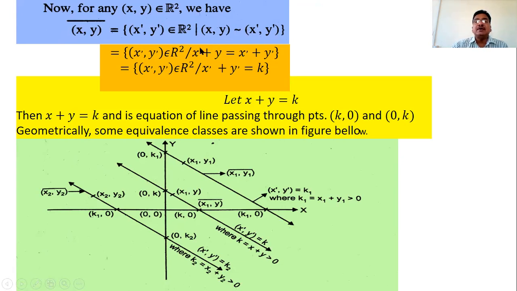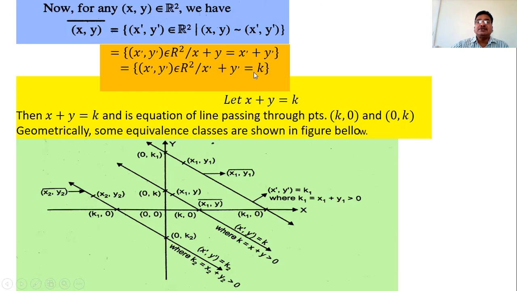But (x, y) is related to (x', y') means x + y = x' + y'. And if you take x + y equal to, suppose, k, suppose x is 1 and y is 2, then 1 + 2 is 3, right? Like that, x + y = k, then we have x' + y' = k. And this x' + y' = k is the equation of a line passing through the points (k, 0) and (0, k). What is the geometrical meaning of this x' + y' = k?